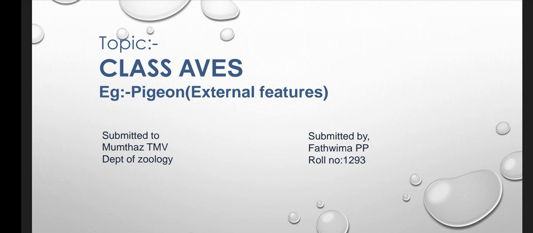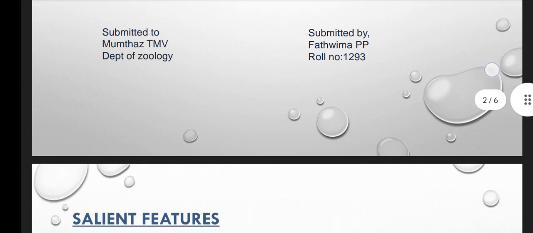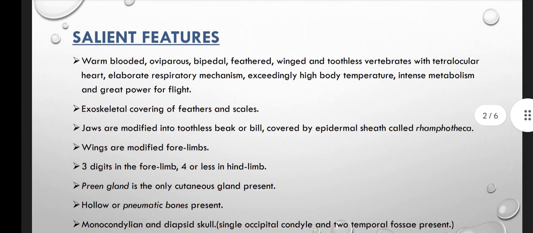Today we are going to discuss class Aves and the external features of its example, the pigeon. Firstly, salient features of Aves.